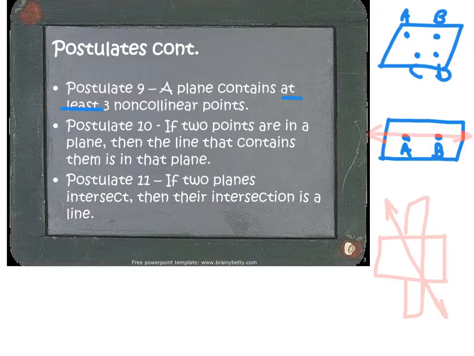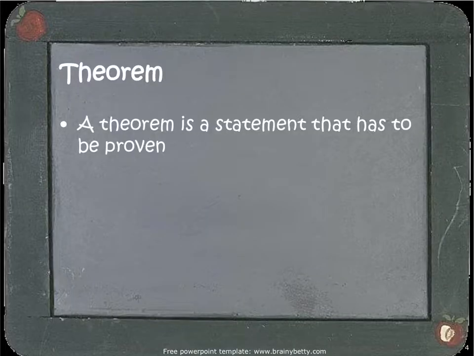Good? Okay. Our intersection is at exactly that: a plane contains at least 3 non-collinear points. Postulate 10 states, if 2 points are in a plane, then the line that contains them is in that plane. True. All right. Next, we're going to talk about theorems.